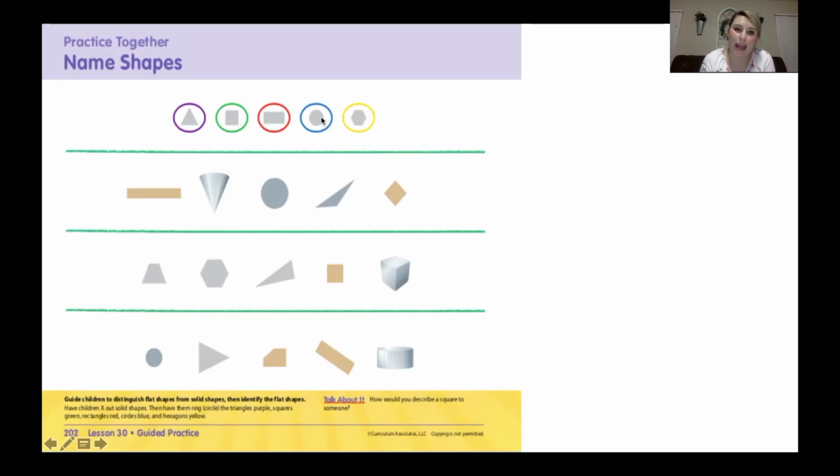And then we have, do you remember what this shape is? It's a circle. If you guessed circle, then you're right. A circle, remember, has no corners and it doesn't have any sides.